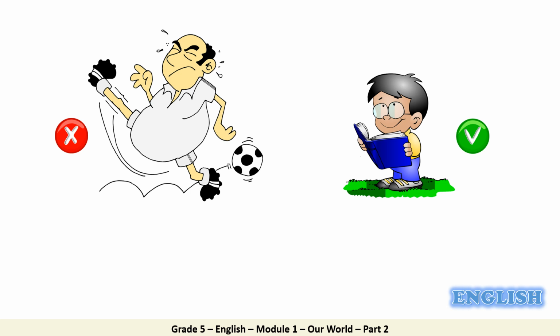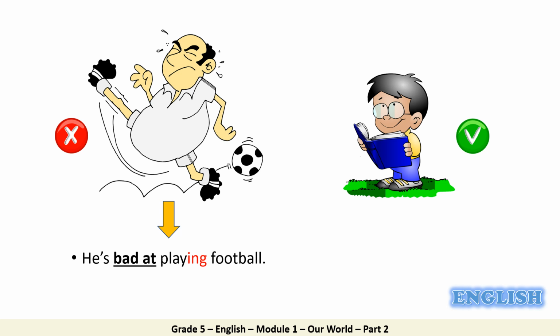Take a look at these two pictures and use good at or bad at to describe them. Pause the video for a minute. Okay, let's see the first picture. Is it good at or bad at? Correct, bad at. What about the verb? What is he doing? Yes, playing football. Okay, let's put the sentence together. He is bad at playing football.